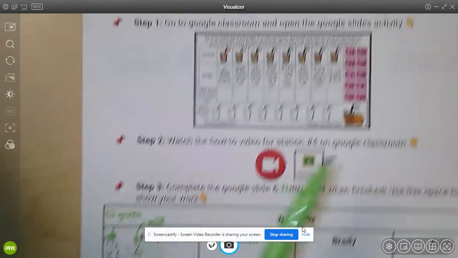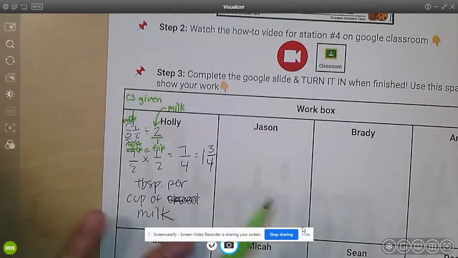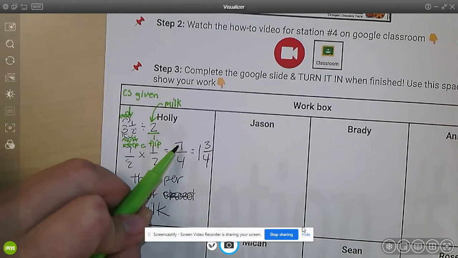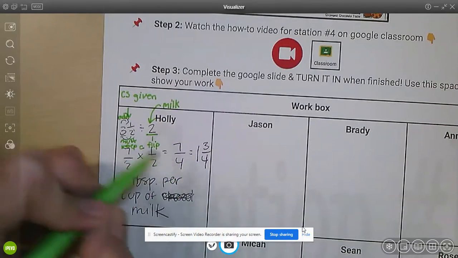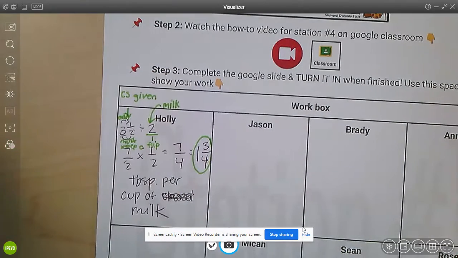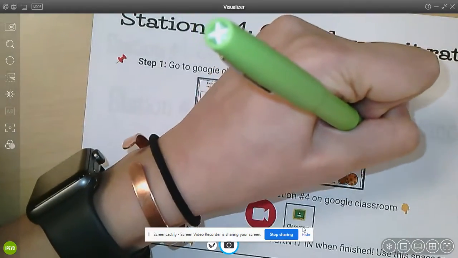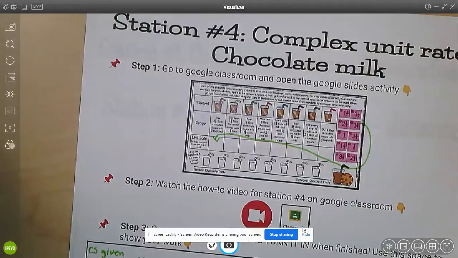However, that answer is not in the pink boxes over here. So that means we need to convert that back to a mixed number. How we do that is 4 goes into 7 one whole time, and then we would have 3/4 left over. So our final answer for Holly would be 1 3/4, and you will click and drag that answer. So we see that here. So I would click and drag this answer to Holly's box.